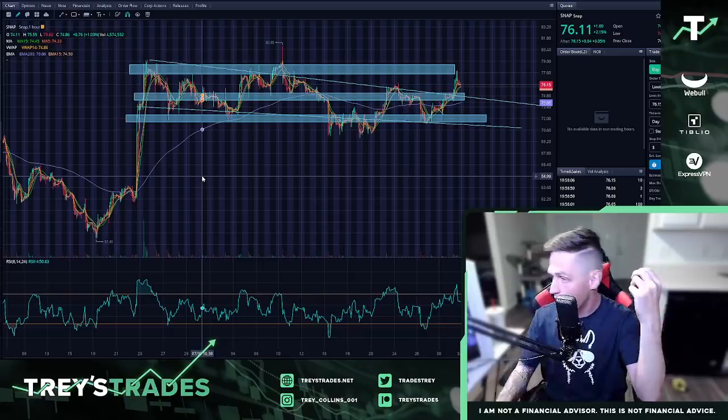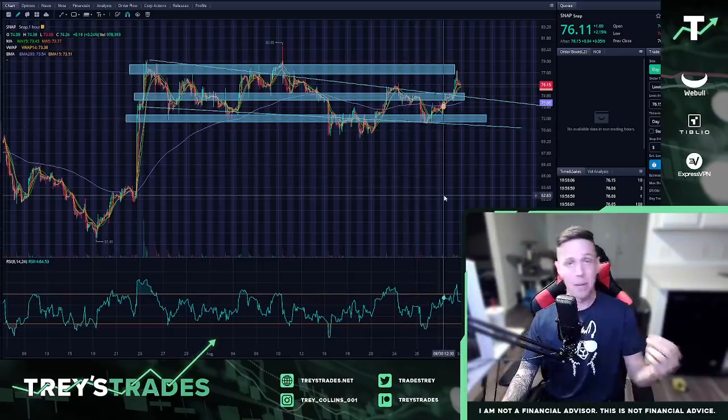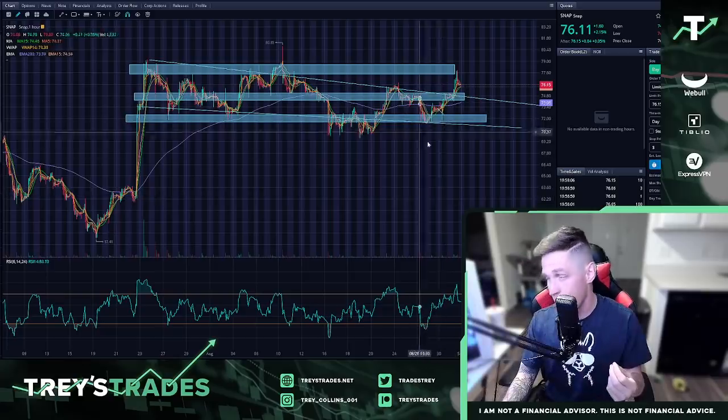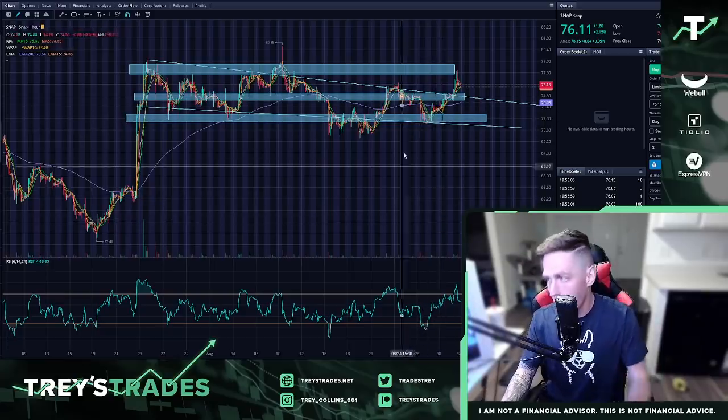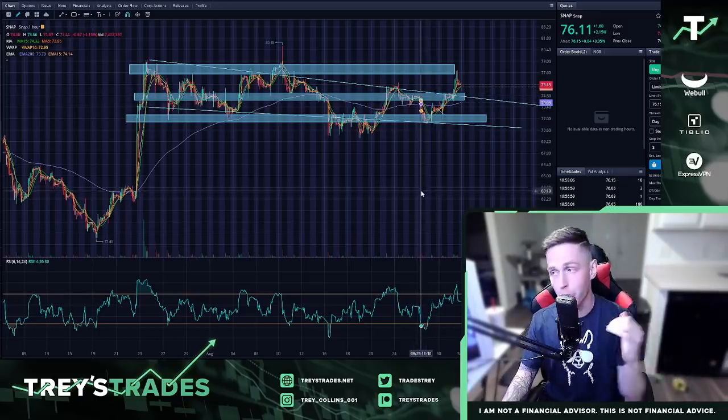Essentially, if a stock drops down into a demand zone, such as right here, it's going to push back up, and I would go long. I would buy a long call. And if it entered a supply zone, I would sell that long call. Essentially just trading back and forth between the zones.